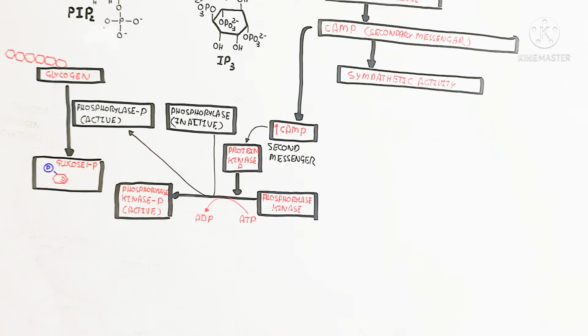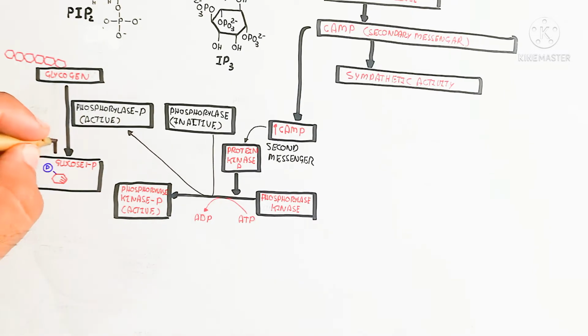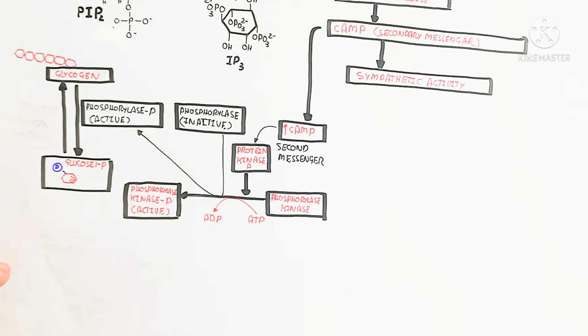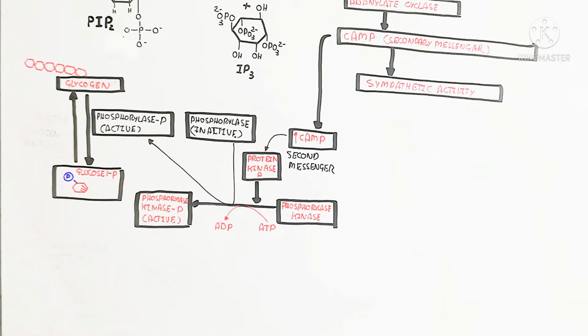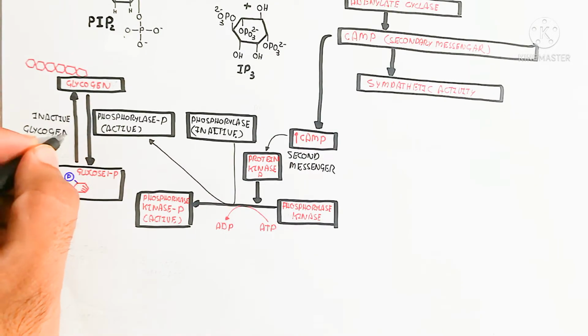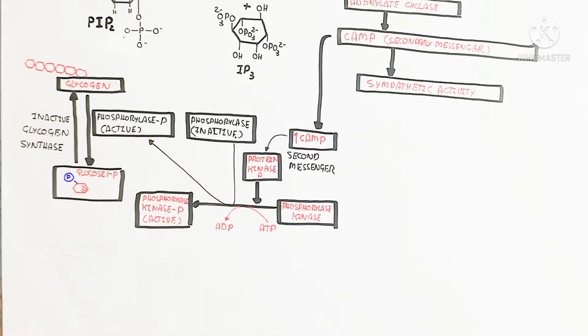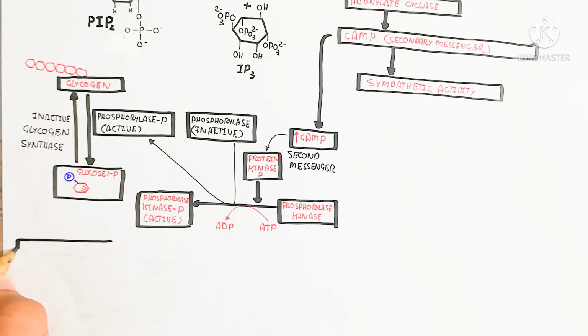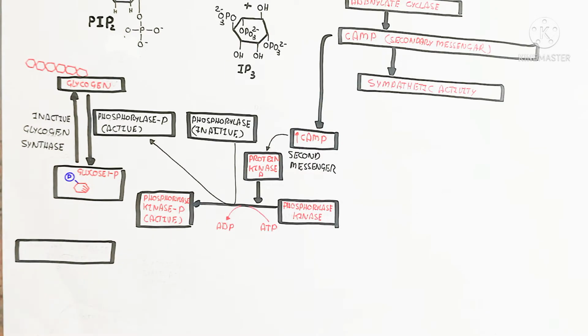So that is why the glycogen formation, and this glycogen will be converted by the active phosphorylase to form glucose 1-phosphate, and this glucose 1-phosphate, after dephosphorylation, becomes glucose. So in this way, the inactive glycogen synthase will occur.